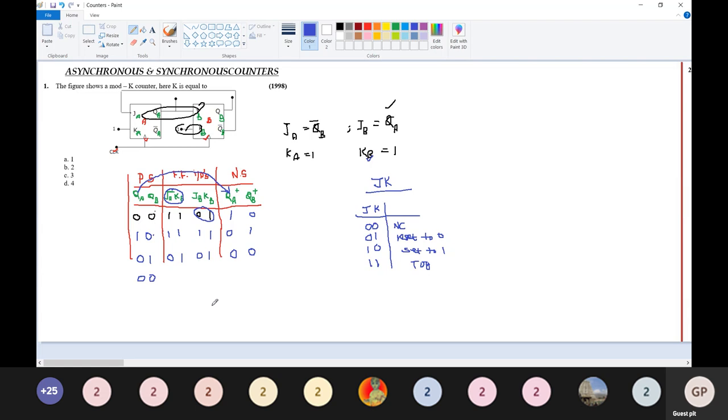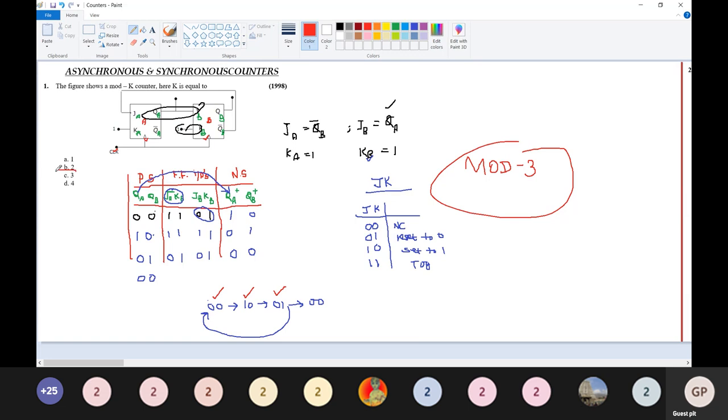So now if you see, initially it was 00, it has gone to 10, after 10 it has gone to 01, and after 01 it is coming to 00. It's nothing but coming back to the initial state. So how many states are there? State 1, state 2, and state 3. So totally 3 states. That means it is modulus 3. So your answer is 3. Okay.